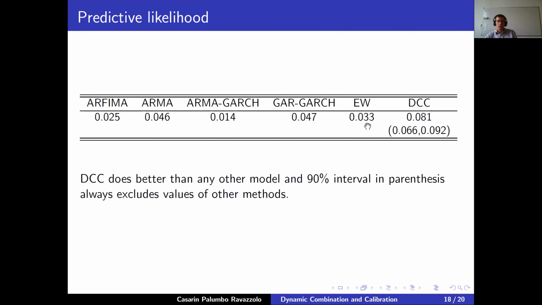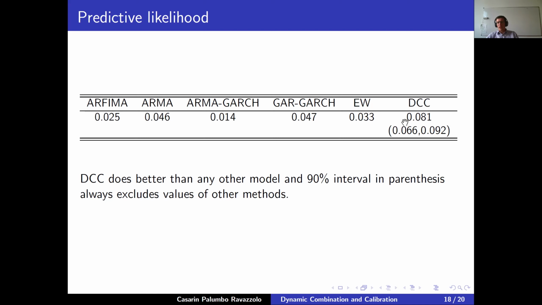And as you can see, the DCC, how I call my model, though probably I should change the name because it was too close to a GARCH model, does much better than all of them. In particular, I haven't presented you the estimation algorithm, but since we use a simulation to estimate it, not only do I have the mean, but I can take an interval of the log score, because I repeat my exercise many times. So I can compute draws of the log score and have a distribution for that.